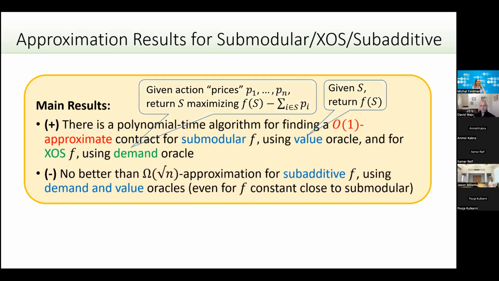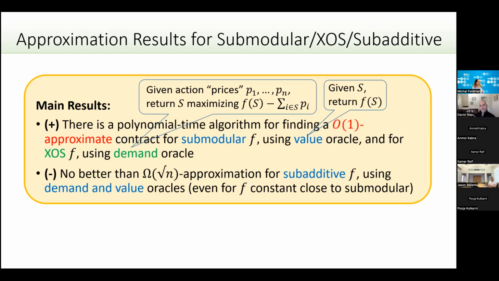Okay, and so with these oracles, we can get constant approximation to the optimal contract problem. If we go slightly above XOS functions to a subadditive function, then we cannot get constant approximation. In fact, we cannot get better than omega root n approximation for the optimal contract problem.